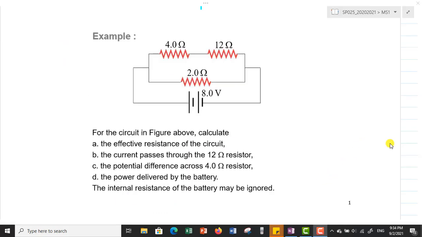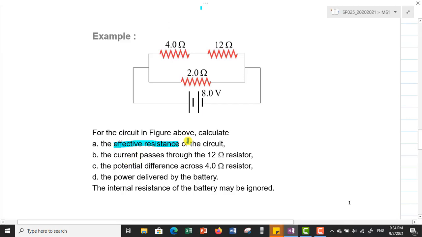Okay, so now let us move on one example, how we are going to apply the concept we just discussed just now. Okay, so I give you a circuit. I have three resistors, 4 ohm, 12 ohm, 2 ohm, connected to a battery, 8 volts. So I want to find the effective resistance.